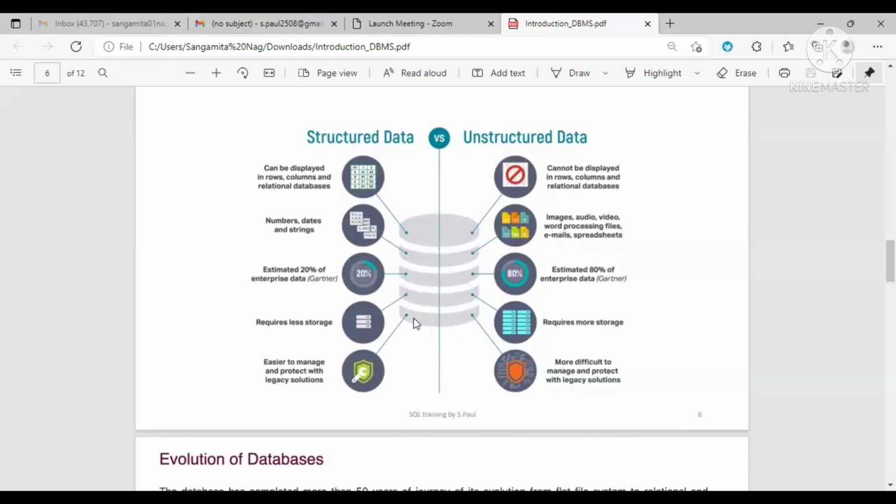The next point is that structured data definitely takes less storage compared to unstructured data, and unstructured data requires more storage because it's evident, right? We store videos and images, and videos can go up to 1 GB or more. For a company like Netflix, they have so many videos that they store. For a movie that they are hosting on Netflix, they will have to store copies of the video in different resolutions.